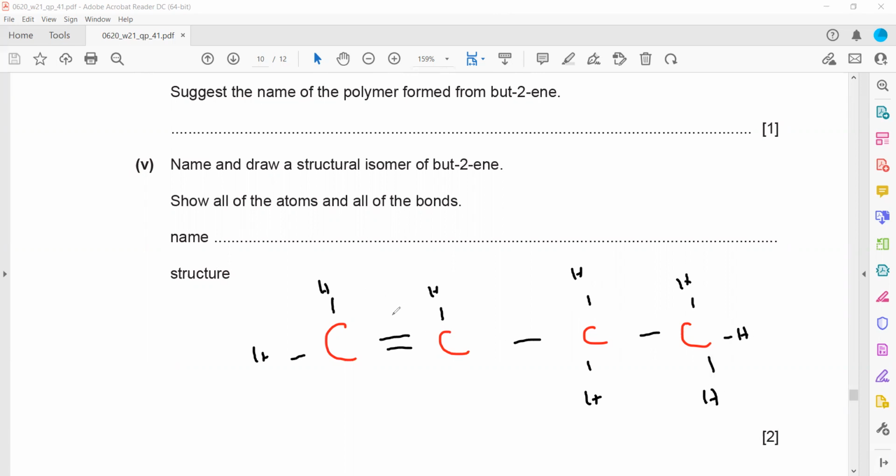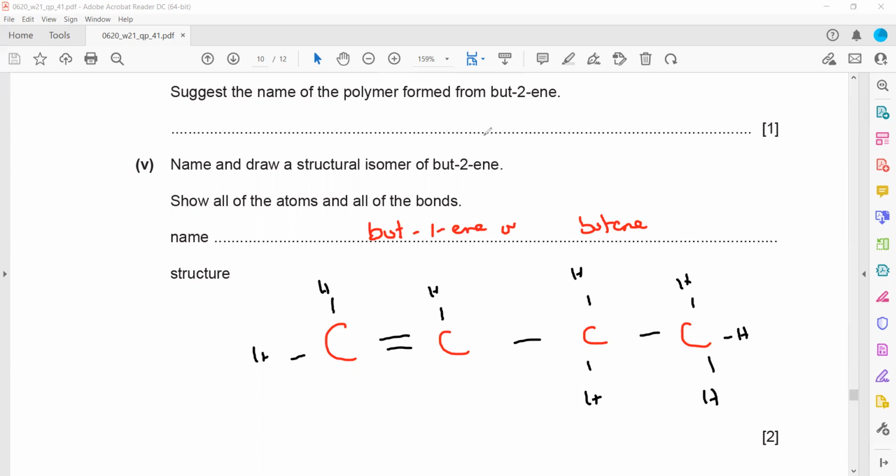What is the name of this compound? Because the double bond is with the first carbon, it is but-1-ene. So to draw an isomer of alkene, we simply change the position of the double bond. The double bond present at the second carbon, we can just switch to the first carbon.